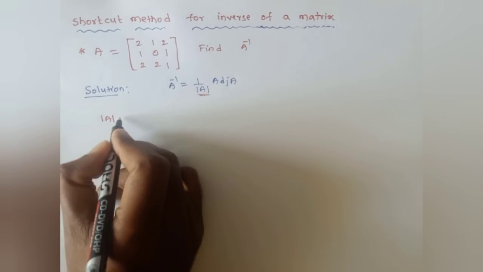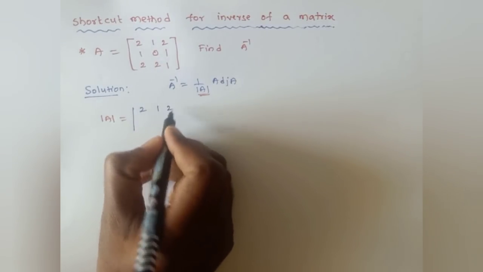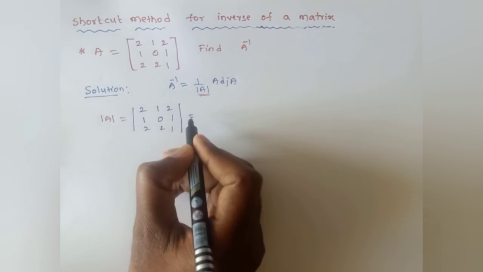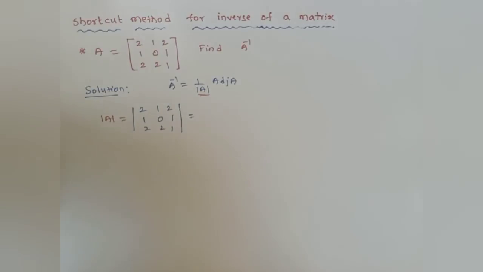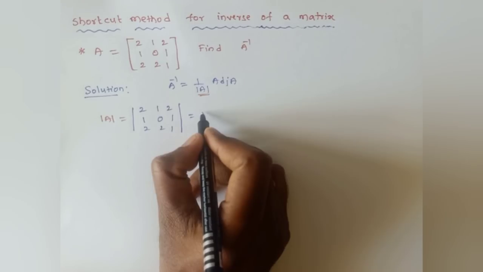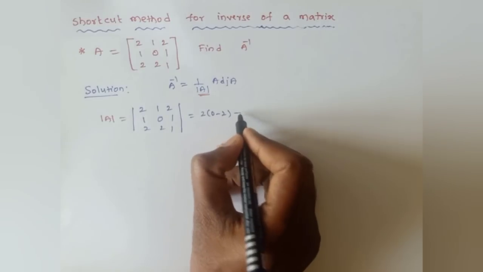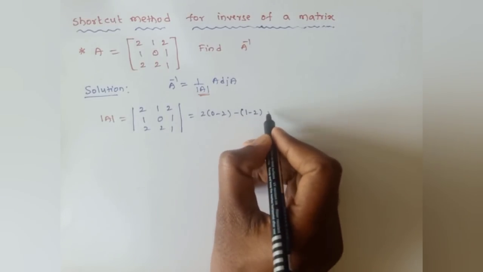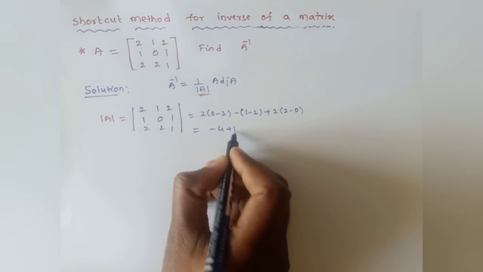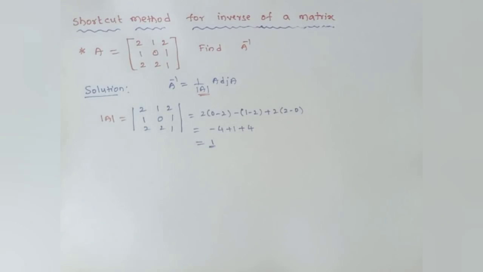So already determinant of A, which is 2 1 2, 1 0 1, 2 2 1. So find out the determinant. See here, the determinant value, we already did that problem in the previous one. 2 times of it is 0 minus 2, expanding along first row, so it is minus of 1 minus 2 plus 2 times of 2 minus 0. So this is minus 4 plus 1 plus 4. Means the det A value is 1. So det A equals to 1.